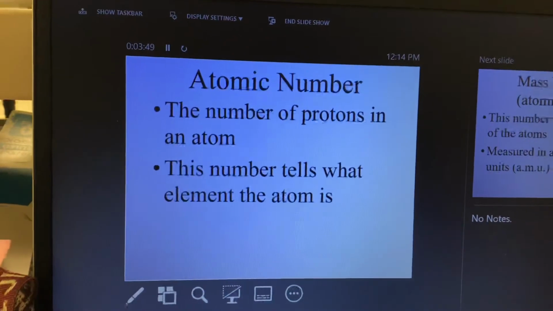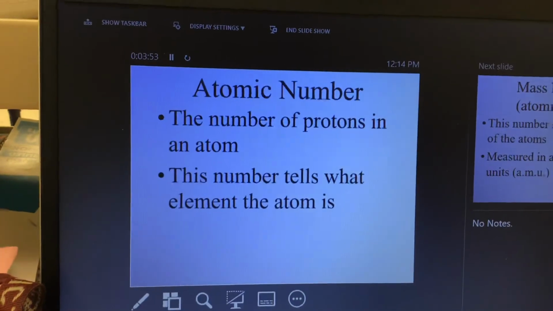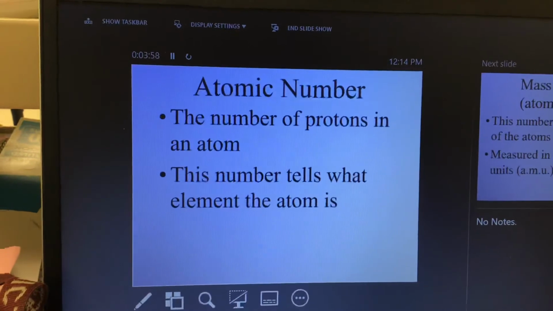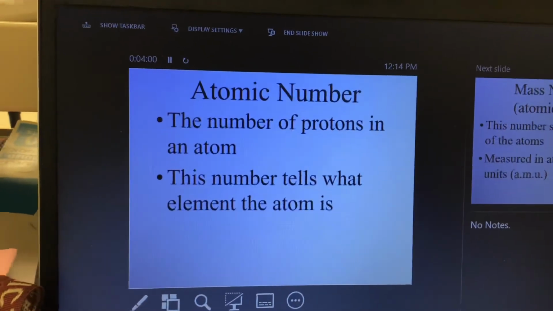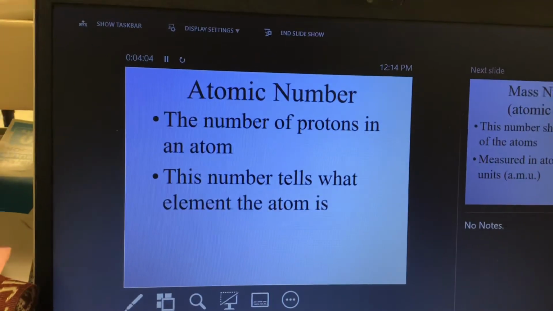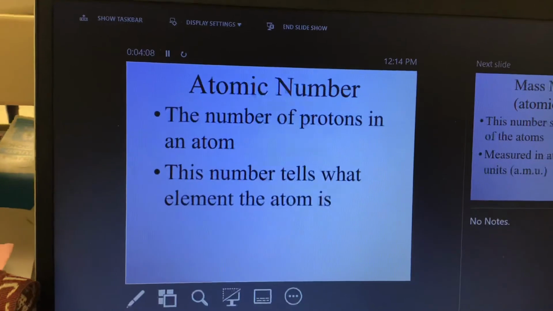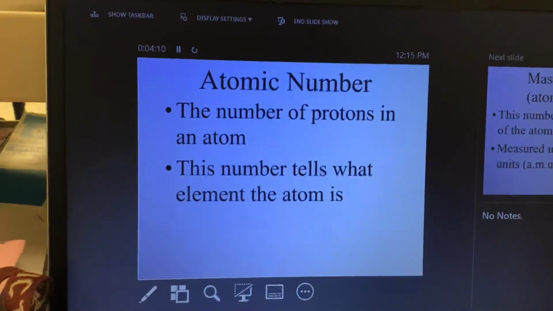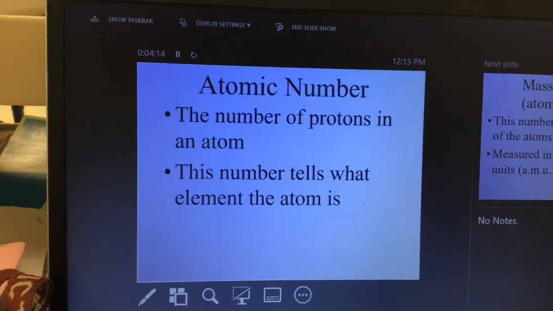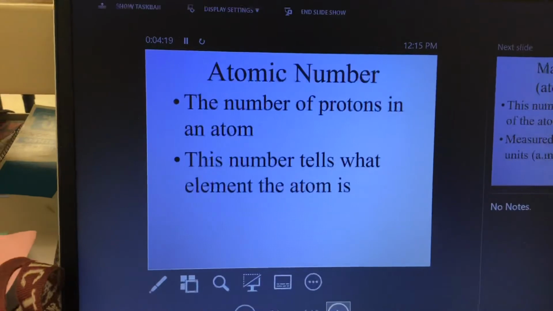The periodic table is organized by atomic number. So the atomic number of hydrogen is 1 because it has one proton. Helium is 2 because it has two protons. Lithium, 3, and so on. So I could quiz you if you had a periodic table in front of you, and I could say, what element has the atomic number of 8? And you would look and see what number 8 is, and you'd say, oh, oxygen. Oxygen has 8 protons.